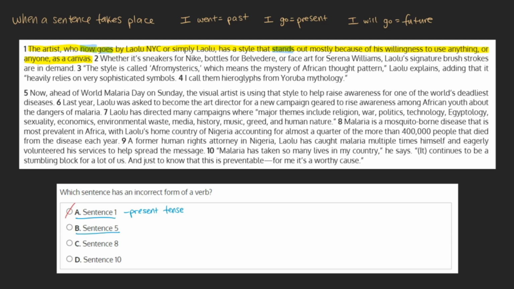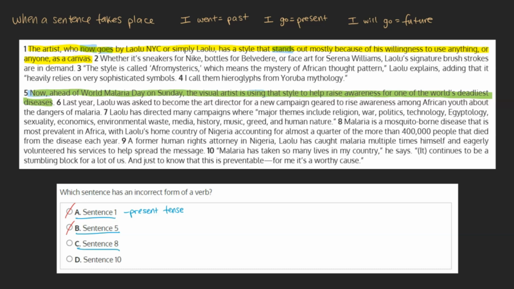B. Sentence 5. Now, ahead of World Malaria Day on Sunday, the visual artist is using that style to help raise awareness for one of the world's deadliest diseases. Again, we see a "now" indicating to us that the verbs in this sentence should be in the present. And again, we see our verb "using" is in the present. This can be marked as incorrect.